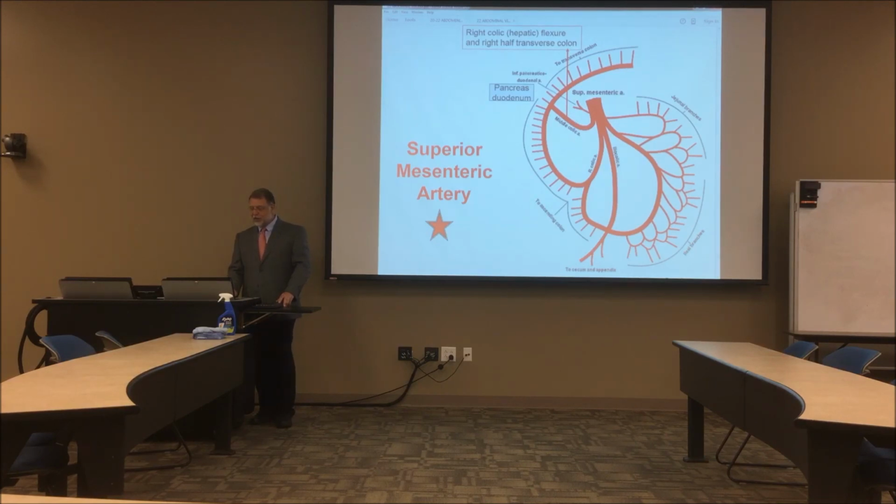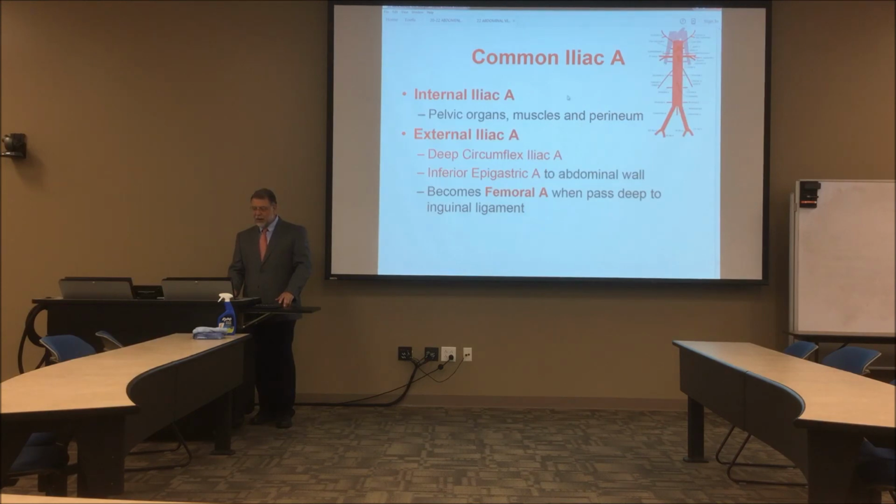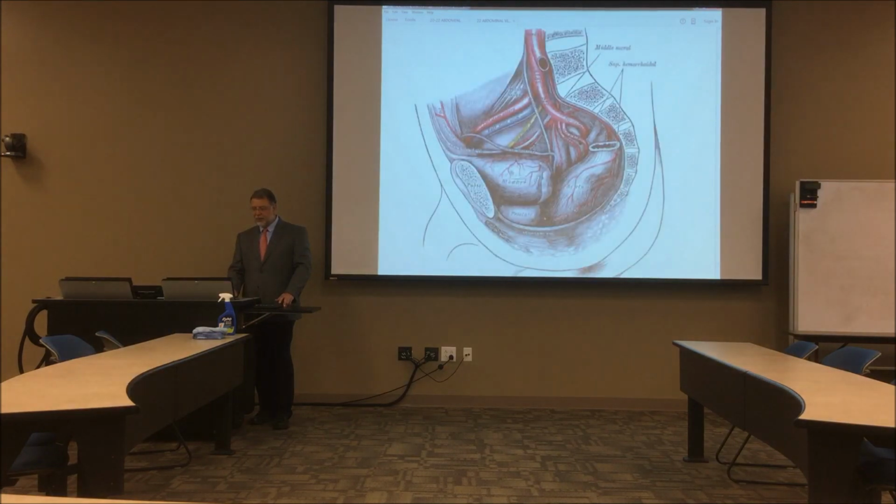The superior mesenteric artery, again, the names of the arteries and what structures they're going to give blood supply. Same with the inferior mesenteric artery, and the common iliac artery, external iliac artery, internal iliac artery. Remember that we talked a little while ago about the external iliac artery, we're not going to talk about it, but here it mentions the deep circumflex and the inferior epigastric artery to the abdominal wall. And that external iliac artery is going to become the femoral artery when it passes deep to the inguinal ligament, or inguinal canal in this matter.